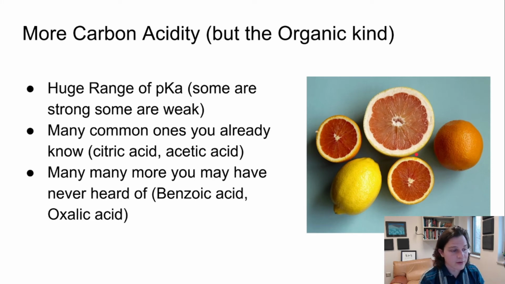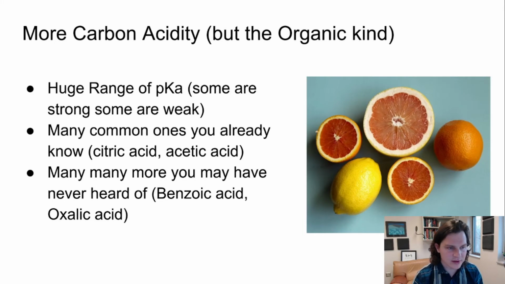There are a lot of other forms that you can have acidity from carbon, but carbonic acid is an inorganic acid, so we also have a lot of organic acids. Organic acids are a really broad range of chemicals. They have a huge range of pKa's, which means that some are really strong acids and most are quite weak. Many common ones that you already know and consume every day, like citric acid or acetic acid, which is in vinegar. And many more you may have never heard of, like benzoic acid or oxalic acid.